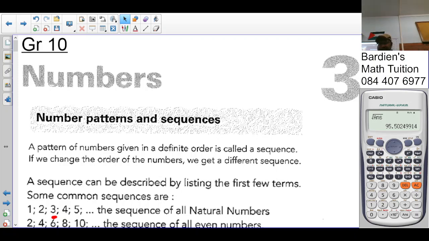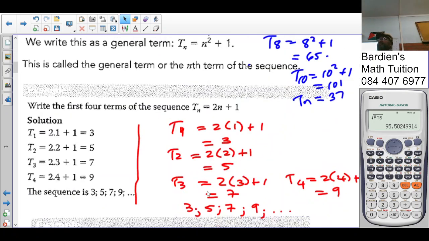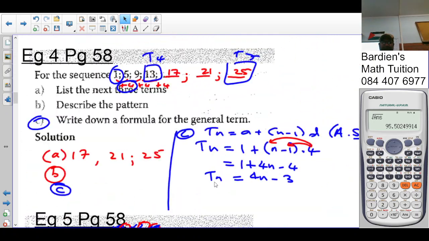Good morning, class. Sorry for the delay. We were busy with number patterns. It was chapter 3. You guys had some homework.